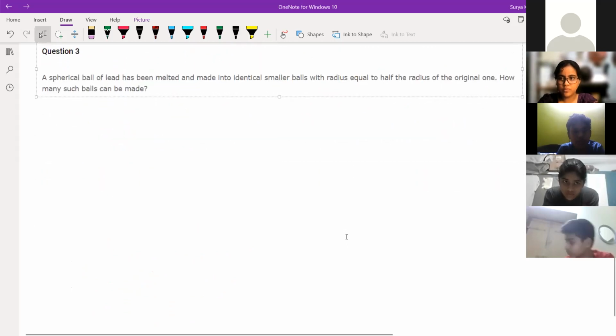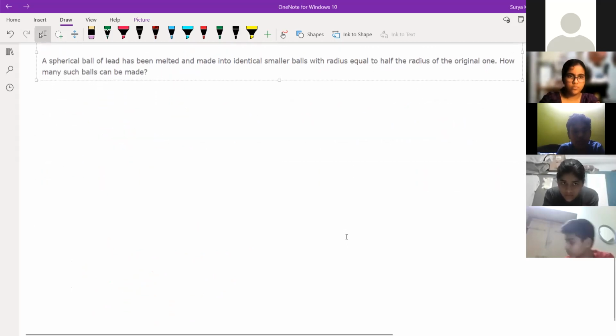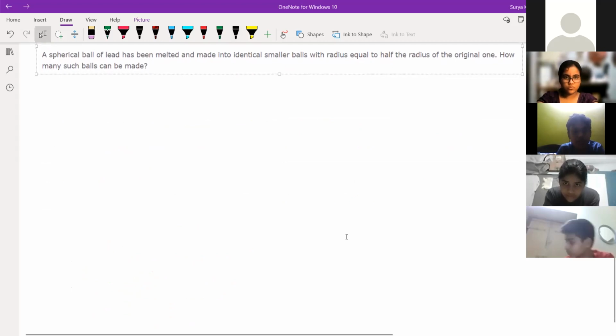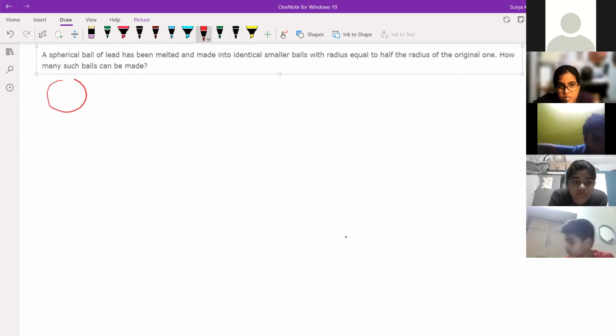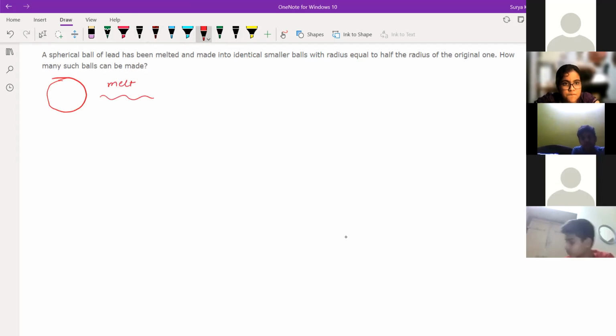A spherical ball of lead has been melted and made into identical smaller balls with radius equal to half the radius of the original one. See, I'm just writing here a spherical ball. This is a spherical ball of lead. This is going to melt into identical balls. Answer is 8. Yes, sir.